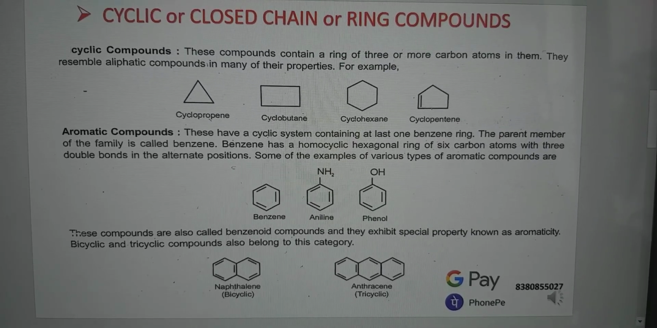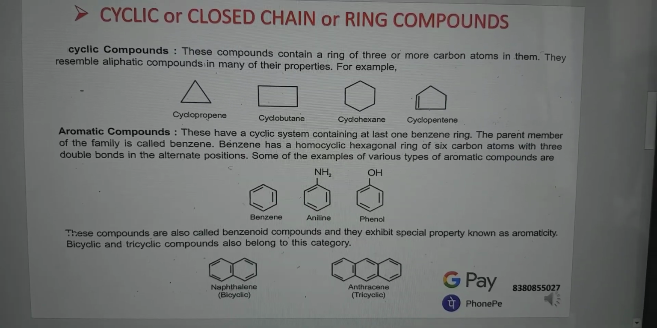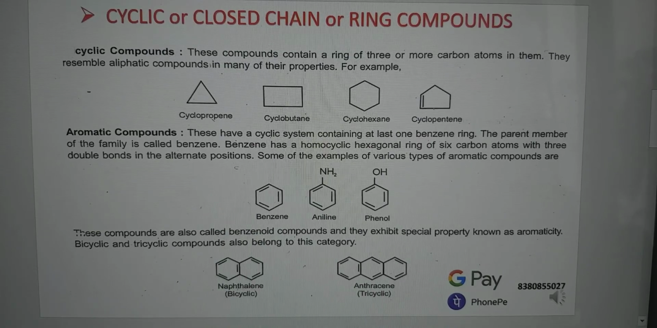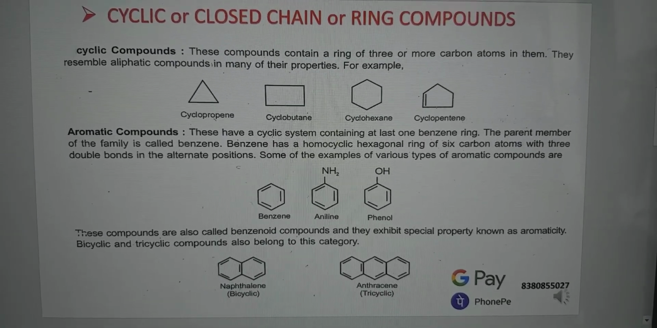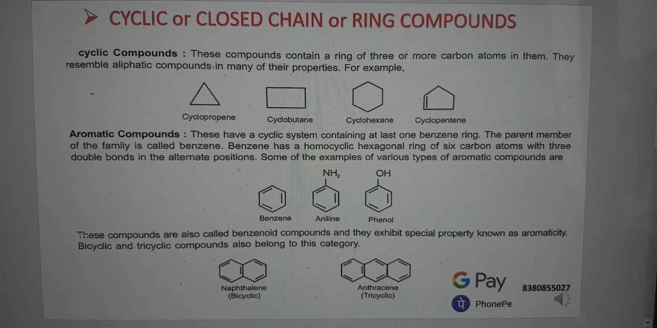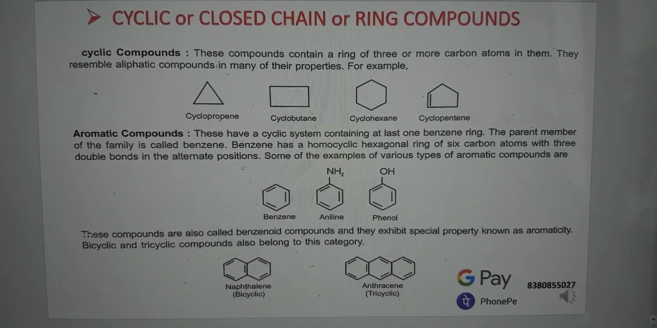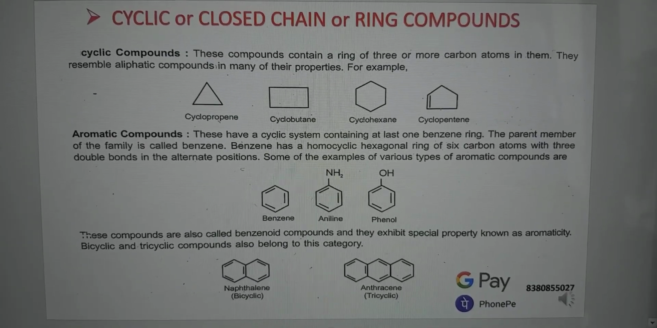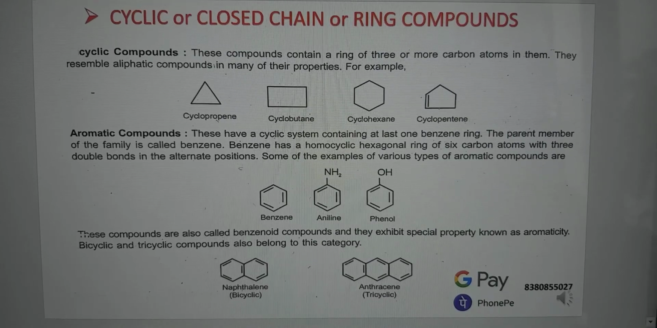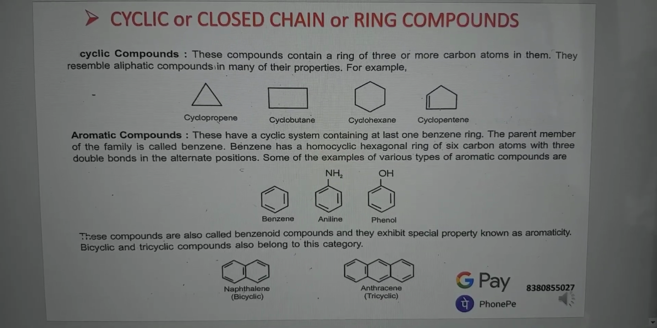The next structure is aniline. It is similar to benzene but having an NH2 group attached with it. The last structure is phenol. It is similar to benzene but having an OH functional group attached with it, which makes it phenol. These compounds are also called benzenoid compounds and they exhibit a special property known as aromaticity.